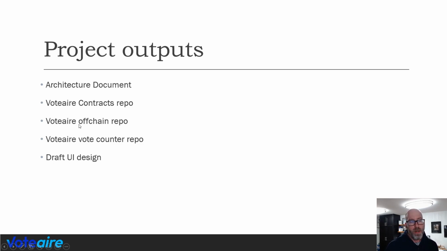There's the off-chain repo, which has all of the off-chain components. And then there's also the vote counter repo, which is kind of a standalone script that anyone can actually run to count up the results of a ballot. We also have a draft UI design. This is actually in the architecture document, but this is how we expect we're going to take this functionality and put it into the Voteaire user interface.